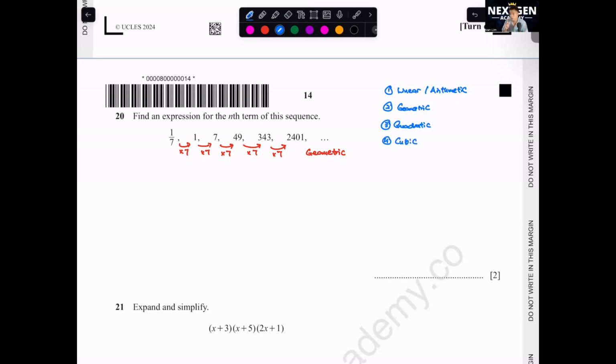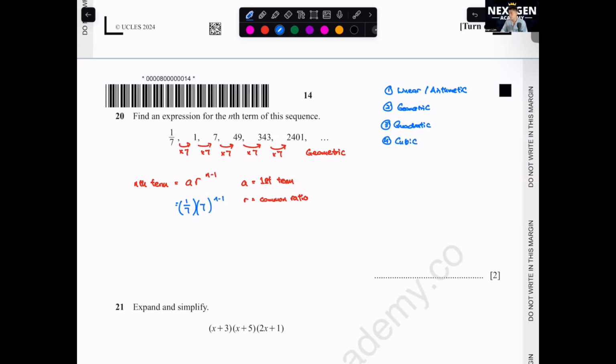What is the formula for a geometric sequence? There are 2 ways that we can do this. I'll teach you the formula way first, if you can memorize it. The nth term formula is equal to A R to the power of n minus 1. A represents your first term. R represents your common ratio, meaning what you multiply by from one term to another. In this case, it is 7. So we substitute in the values like this: 1 over 7 multiplied by 7 to the power of n minus 1.